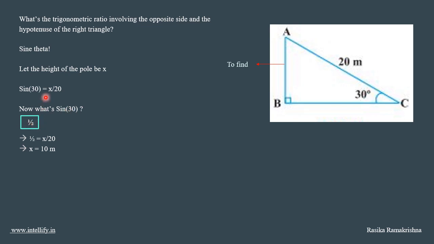So we have two expressions for sine 30. One is the actual value of sine 30 and the other is the expression which we obtained from this figure. So we have 1 by 2 equal to x by 20, right? Because both of them are sine 30. Therefore, we have x to be equal to 10 meters. What was x? x was what we assumed to be the height of the vertical pole. Therefore, we have the height of the vertical pole to be 10 meters.